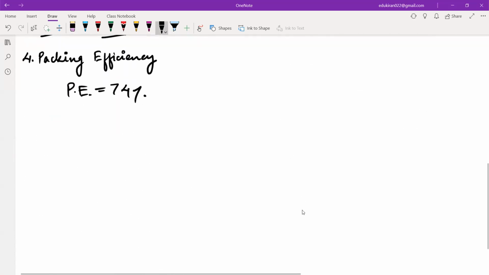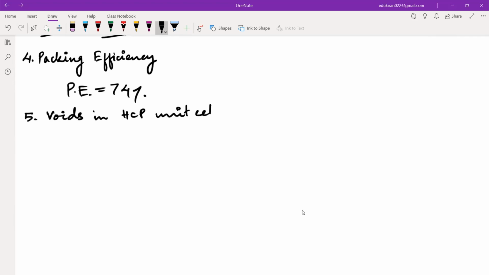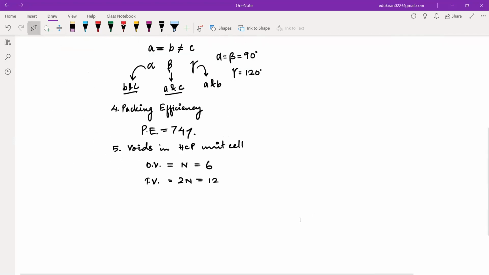Write the next point, that is voids. Sir, we didn't write that yet. Okay, don't write it now, wait. Voids in the hexagonal close packing unit cell. I am talking about the unit cell, not the whole packing. So the number of octahedral voids will be equal to n, and n is equal to 6 here, the number of atoms in the unit cell. Please remember, again I'm talking about the unit cell. Then the tetrahedral voids will be equal to 2n, and hence this will be equal to 12. Okay, now you can write.